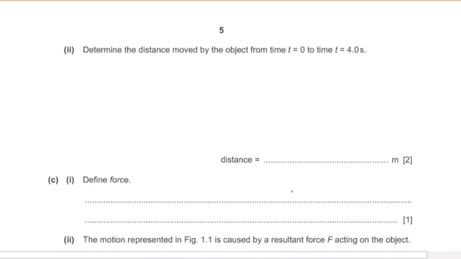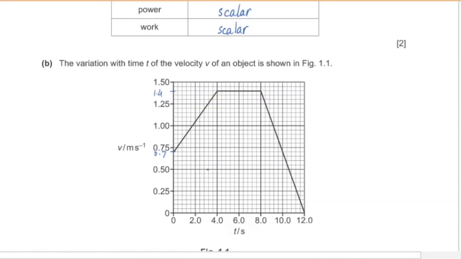Part 2, determine the distance moved by the object from t equal to 0 to time t equal to 4 seconds. So for the first 4 seconds, it covers this distance, which is area under the graph, and the area is that of a trapezium, and that's half into height. Height of the trapezium is 4 seconds, into sum of parallel sides. So sum of parallel sides are 0.7 and 1.4. So half into 4 into 0.7 plus 1.4, this is equal to 4.2 meters. So the object travels a distance of 4.2 meters in the first 4 seconds.